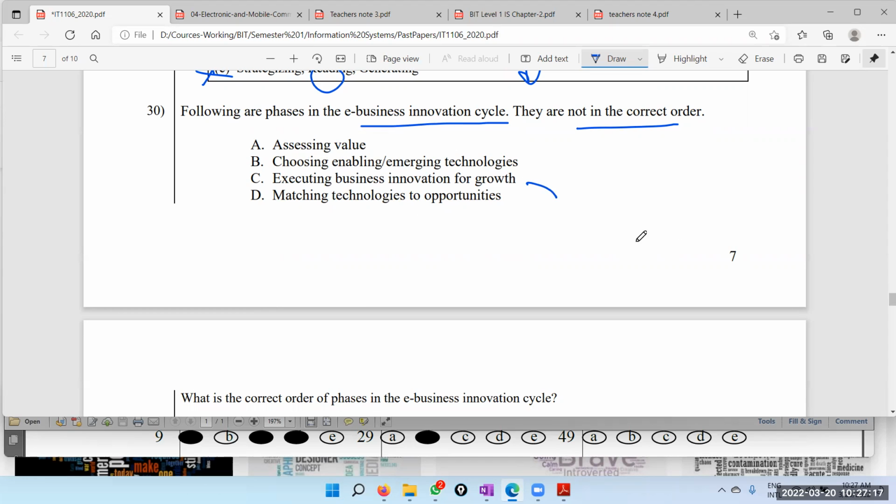So let's see somewhere here. Matching the technologies. Assessing values. I think usually assessing you have to do upfront, right? Values. Choosing and enabling emergence technologies.